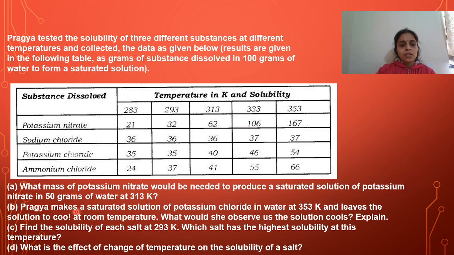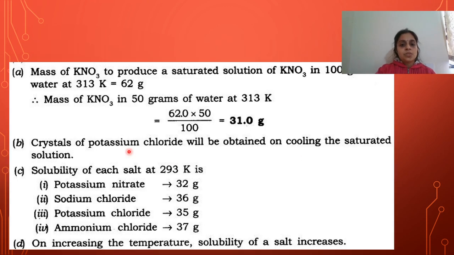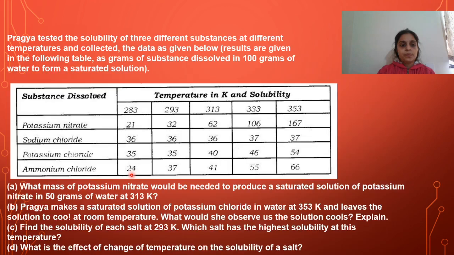The next question. Pragya makes a saturated solution of KCl in water at 353 Kelvin and leaves the solution to cool to room temperature. So look for 353, and for the salt KCl. So it is 54 grams. When she reduces the temperature to room temperature, what happens? Decrease in the temperature decreases the solubility. The crystals of KCl will be obtained on cooling the saturated solution. So extra crystals will separate out.